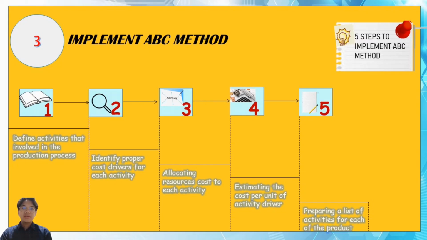Estimating the cost per unit of activity driver will be the fourth step. The activity cost consumed by the cost object should be proportional to the activity driver. The list of the activities performed in the business and the total activity cost will be the outcome. The cost obtained is more accurate when there is a larger number of activity drivers of activity costs. However, only one or two activity drivers should be considered in order to reduce the complexity of the costing. And the last step is preparing a list of activities for each product.